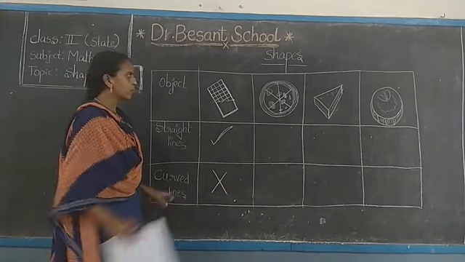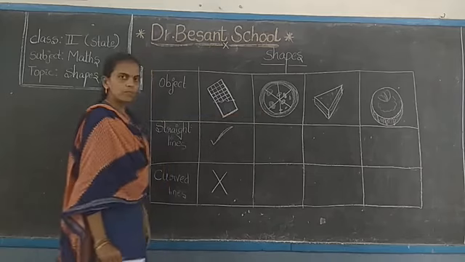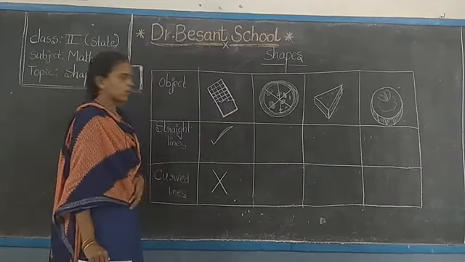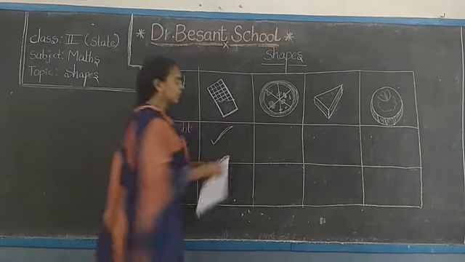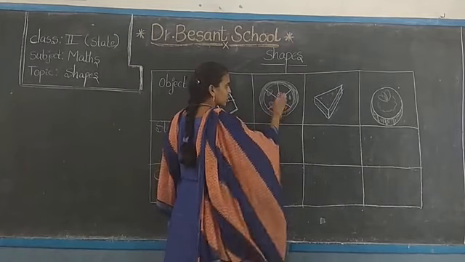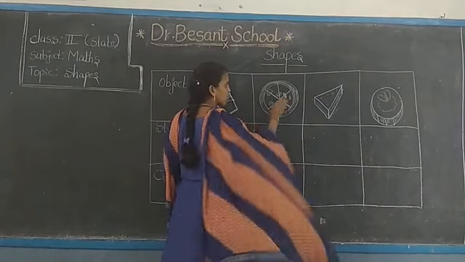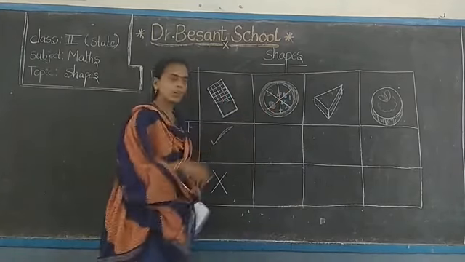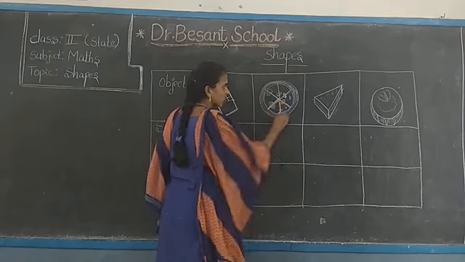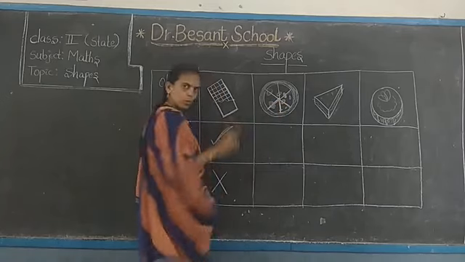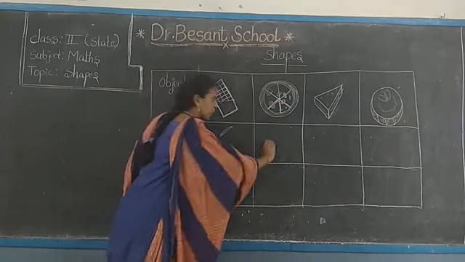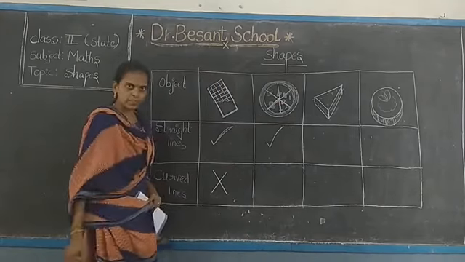Okay, children. Next one is a pizza. Do you find straight lines here? Yes. These are the slices made. So the slices are all straight lines only. It is a straight line. This is also a straight line. So we find straight lines in this object. So put a tick mark over the straight line.